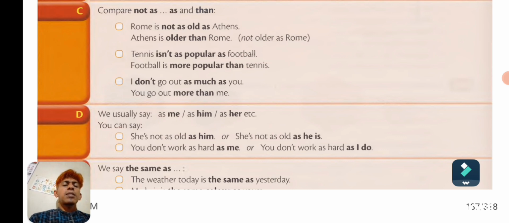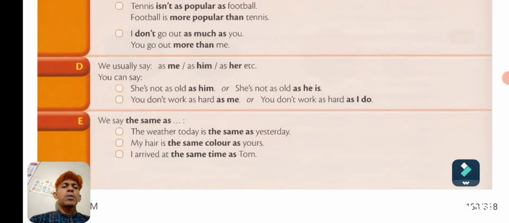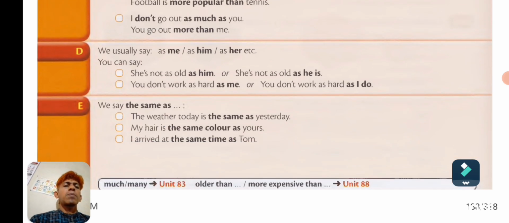Next one. Tennis isn't as popular as football. Football is more popular than tennis. Next one. I don't go out as much as you. You go out more than me.